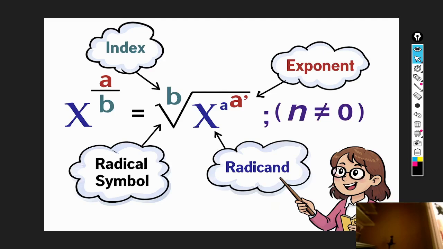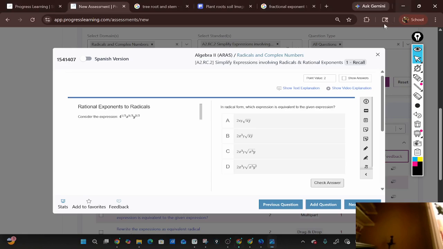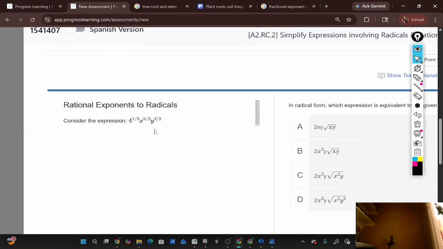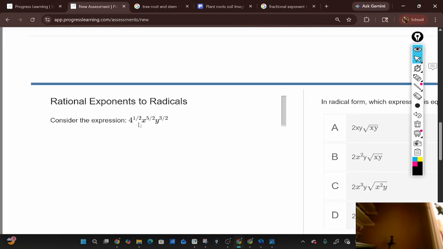Hello everyone. In this video, I will introduce more examples of how to convert a rational exponent into a radical expression. To do this, let's follow this example. In this example, you can see that we have 4 to the power 1/2. And look at the options like A, 2xy, etc.